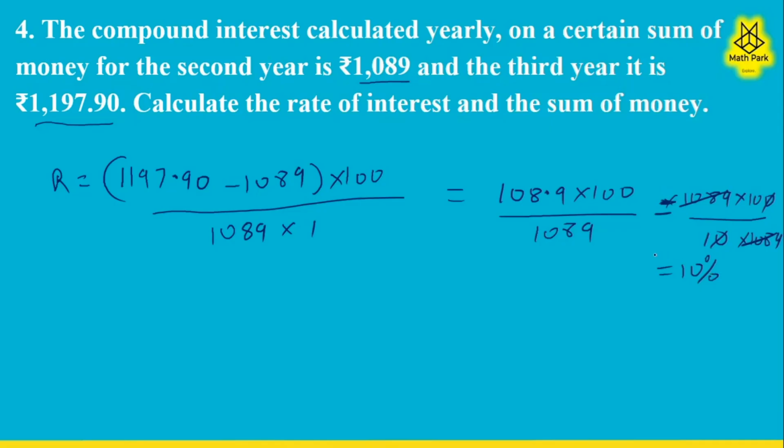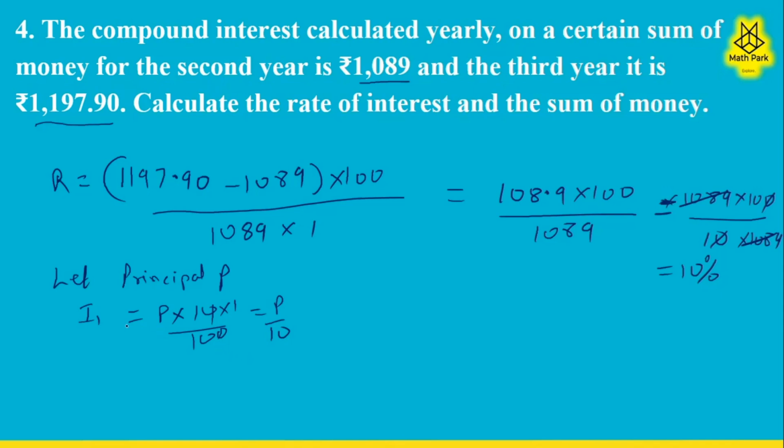Now once we have got the rate of interest, they have asked you to calculate the sum of money. To find the sum of money, we can do it without using a formula. So we first find the interest for the first year. Let us take the principal to be P. We find the interest for the first year. So that is I1. That is P into the rate of interest we found, 10, into 1 upon 100, which we get as P upon 10.